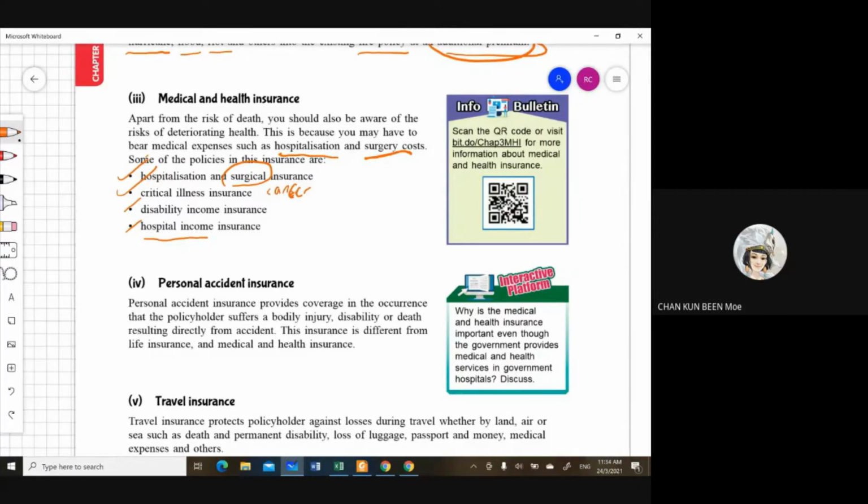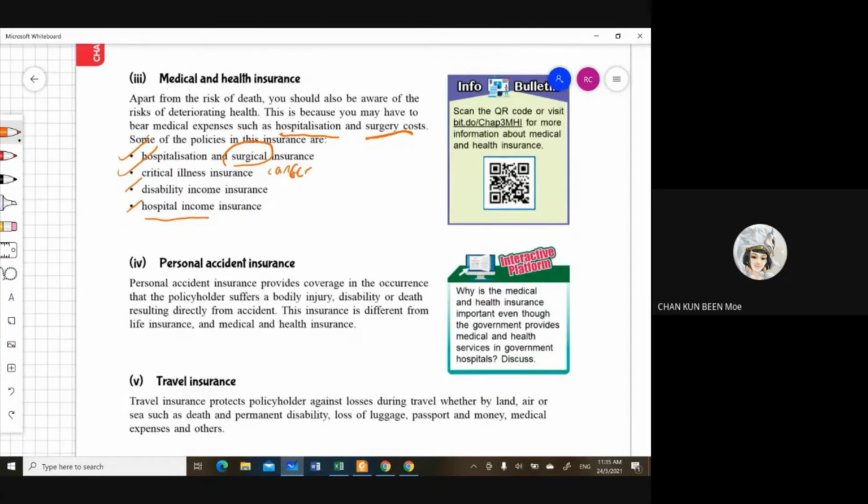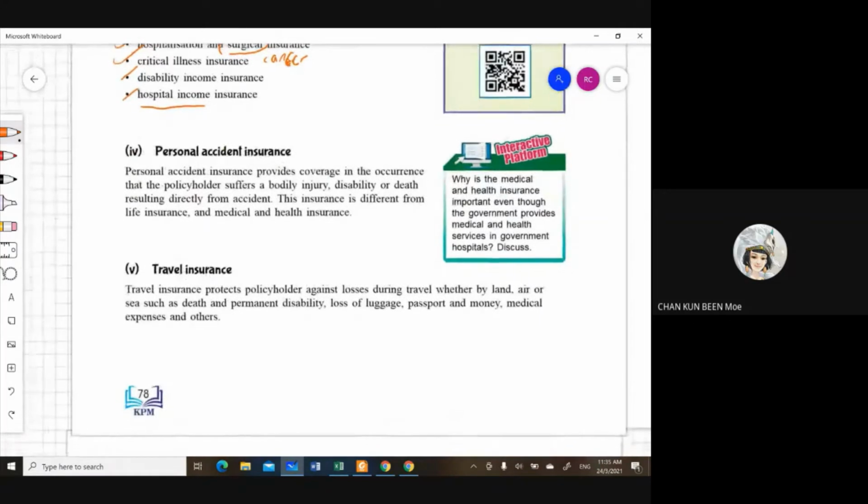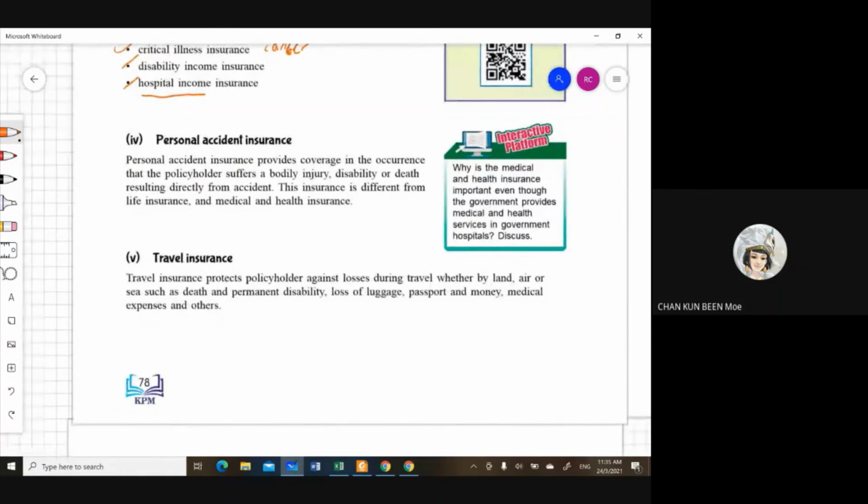Okay, that is about medical and health insurance. I just bring over only these few because we still don't have the calculation for this one. Then it comes to PA. PA means personal accident insurance. PA is different from the rest. Let's look at the paragraph here.